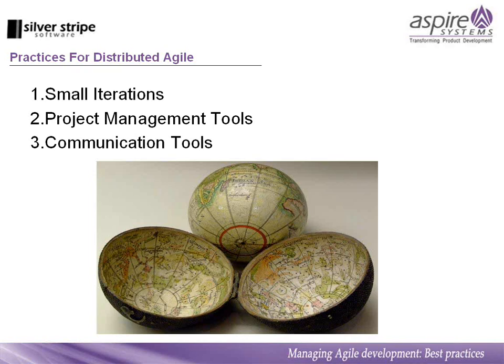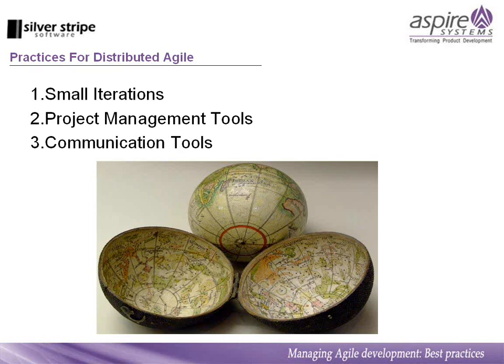Increasingly, we are seeing global teams, we are seeing distributed agile in action. And the key practice for distributed agile is to have small iterations. So traditionally you might be having 30-day sprints. In distributed agile you might decide to go in with 2-week sprints.